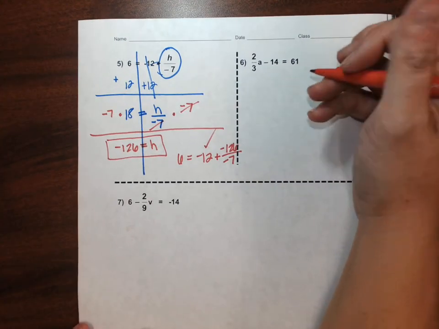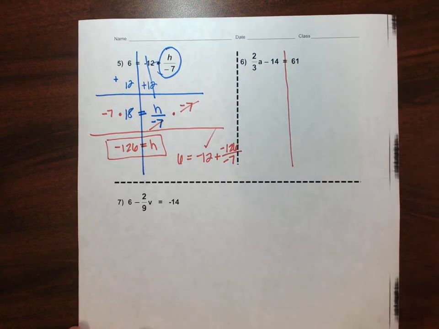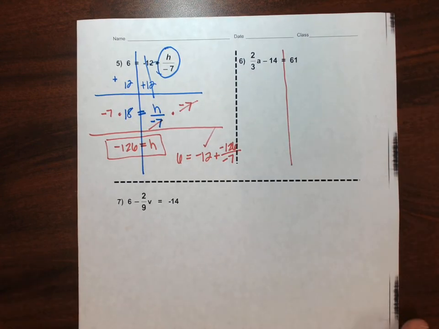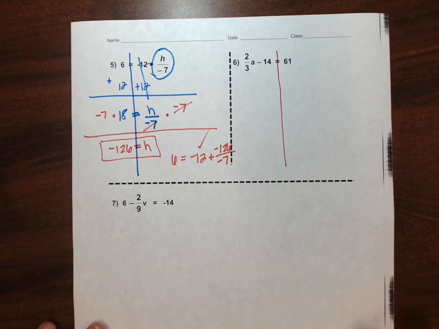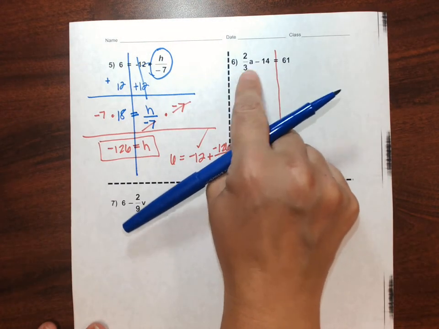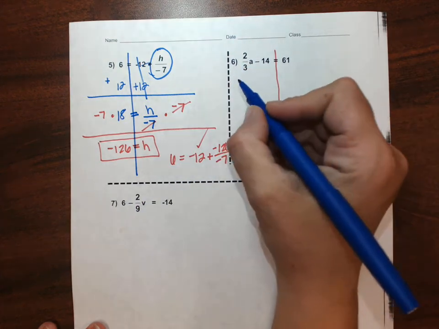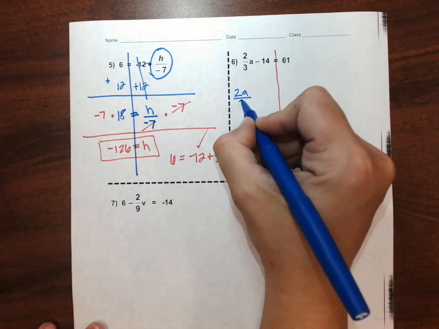Okay, these are definitely the harder two. All right, so I'll do number 6 with you, and then I'm going to let you do number 7 on your own. Okay, where am I starting? Okay, with this fraction here, and I'm going to rewrite it. Okay, I'm going to rewrite it like this.